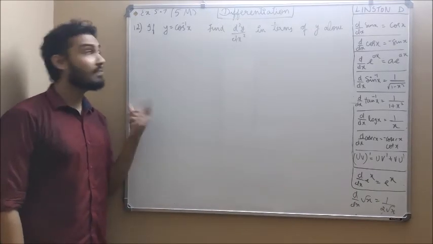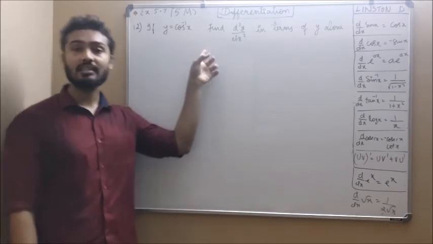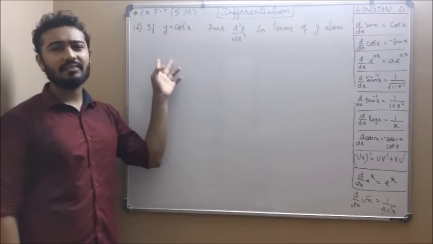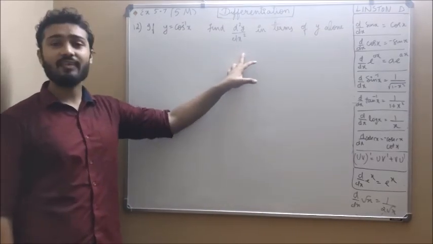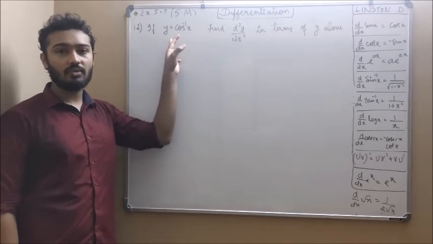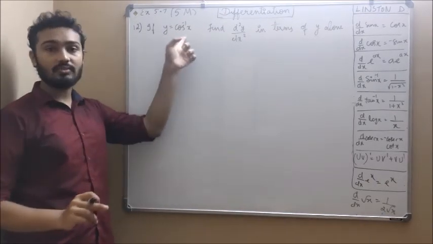Next, finally, 12th question. If y equal to cos inverse x, find d square y by dx square in terms of y alone. This is a bit different sum. We have to find the dy by dx in terms of y. So here the function is given in terms of y. We will use the inverse trigonometric rule. Here we have y equal to cos inverse x.